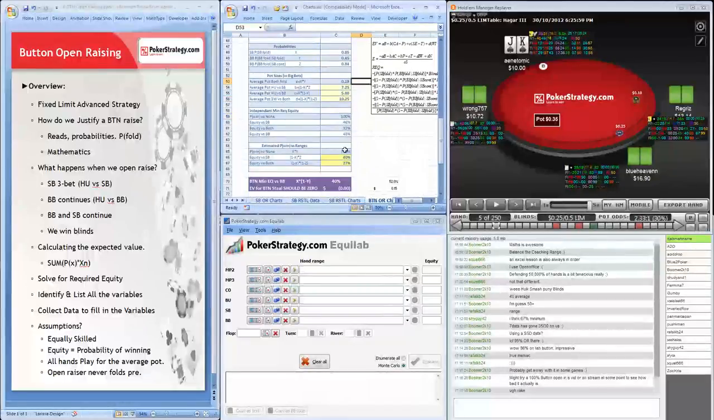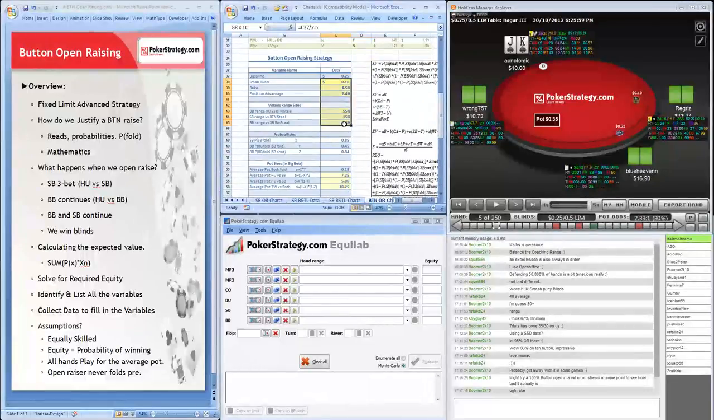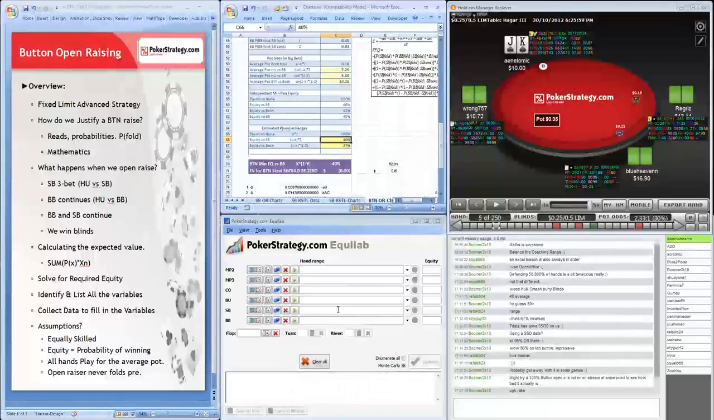We also have our equity. That's probably the next thing we want to work out, right? We've got all this filled out. Down here, we want to look at our equity. So what's our equity versus the small blind's range? Well, we can figure that out pretty easily, right?